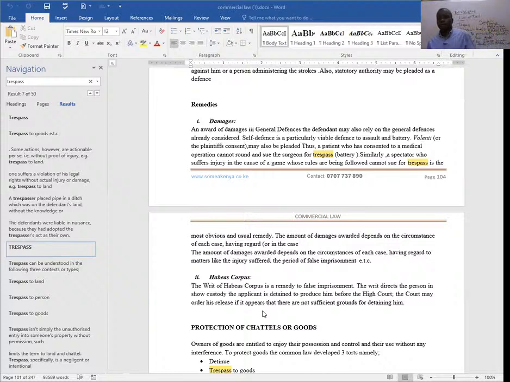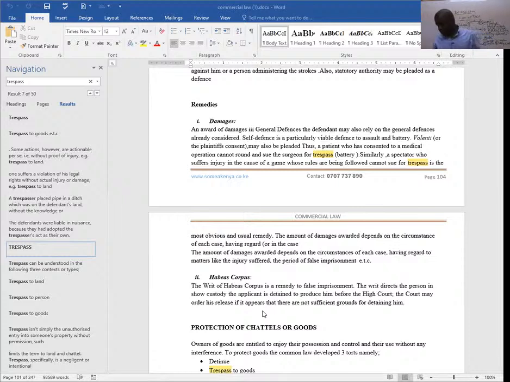to withhold or hold the goods of another person if they are not allowed, so sometimes they could be allowed, but if they have what we call unauthorized access. If a person has unauthorized access to another person's goods, whether in transit or at the premises of the owner, you can accuse him of what we call trespass to goods.